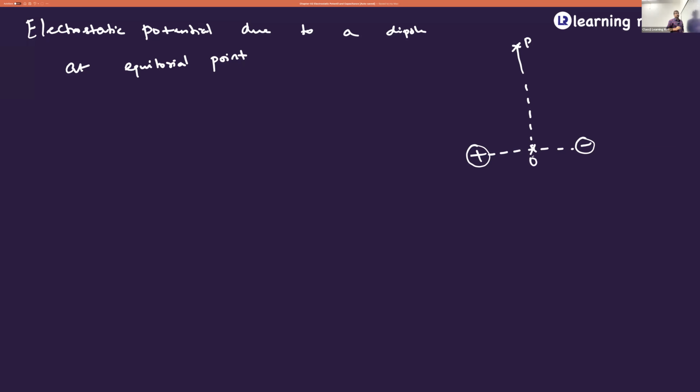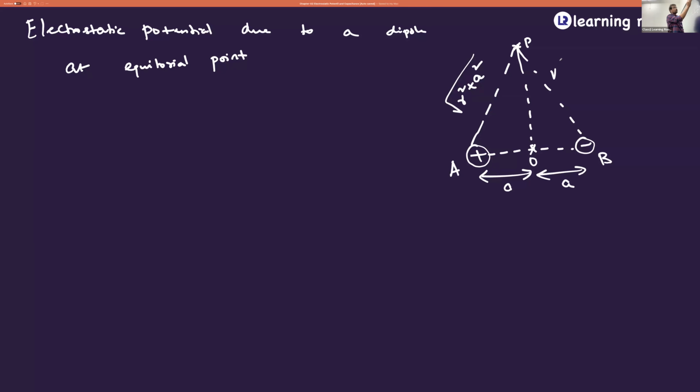This is going to be the center of the dipole. So it is broken into two parts, A and A, right? If I take this to be A and this to be B, so obviously what is going to be the distance AP? It is going to be square root of R square plus A square. Then what is going to be the distance BP? That is also going to be square root of R square plus A square, where this is R.